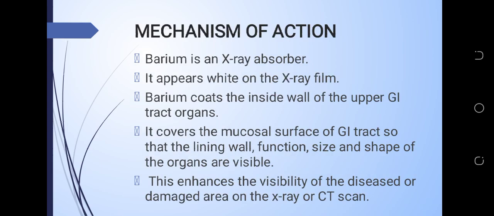We'll now look at the mechanism of action of barium sulfate. Barium is an X-ray absorber, so it will appear white on the X-ray film. Barium works by coating the inside wall of the upper GI tract organs, the lower GI tract organs as well. It covers the mucosal surface of the GI tract so that the lining wall, function, size, and shape of the organs are visible. This enhances the visibility of the diseased or damaged area on the X-ray or CT scan.